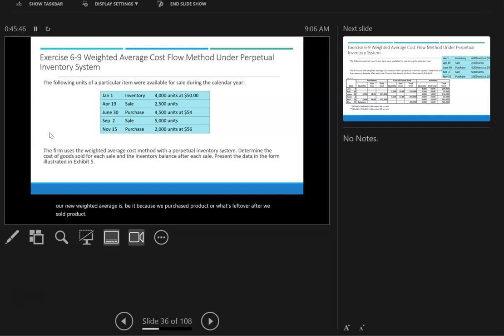Here, weighted average cost flow method under the perpetual inventory system. Here we've got our purchases and sales and our balance. The firm uses the weighted average cost method with a perpetual inventory system. Determine the cost of goods sold for each sale and the inventory balance after each sale. I want you guys to take a couple minutes and let's do this. And then if someone is willing to explain how they did it. Okay? Give you about 3 minutes, guys. All right?